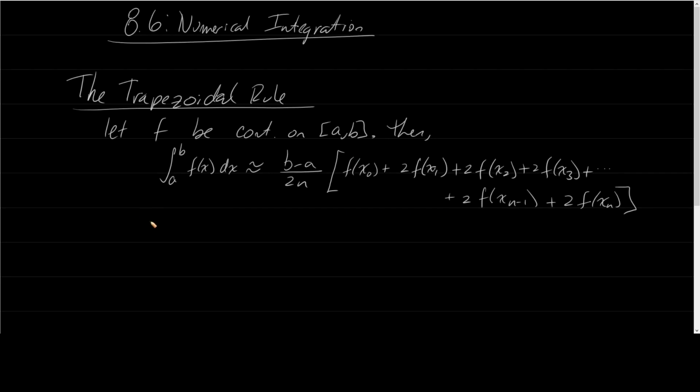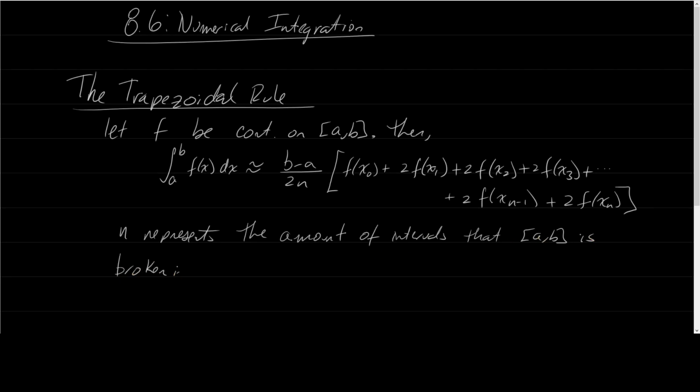And here, n represents the amount of intervals that the interval [a, b] is broken into. Another way of saying this is that n is the number of trapezoids that we'll be using.